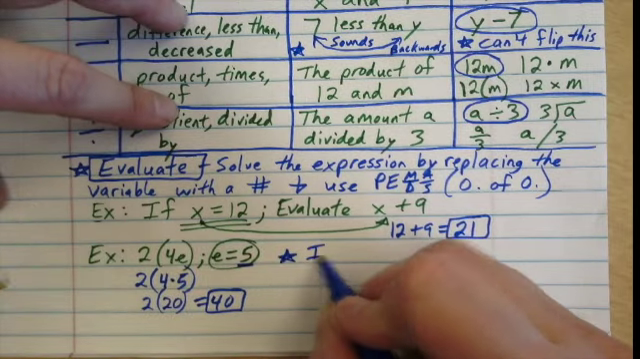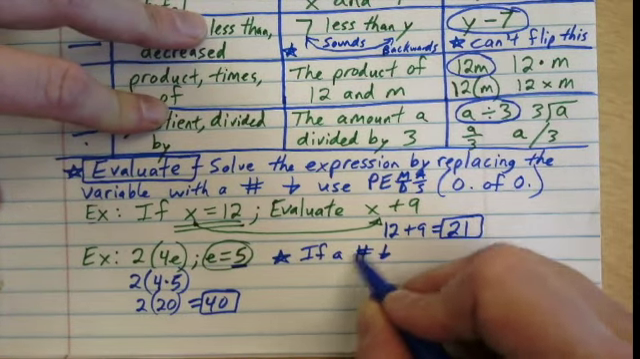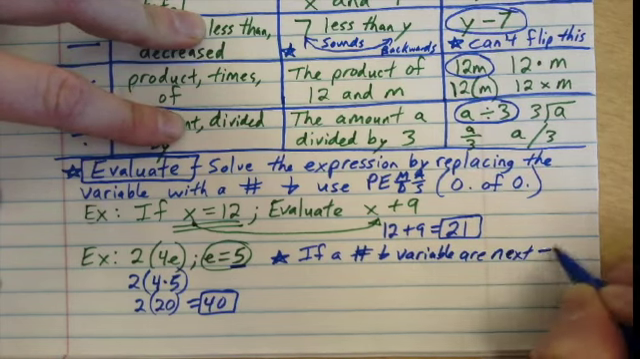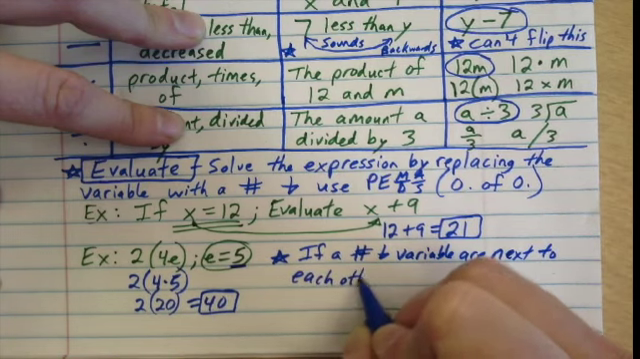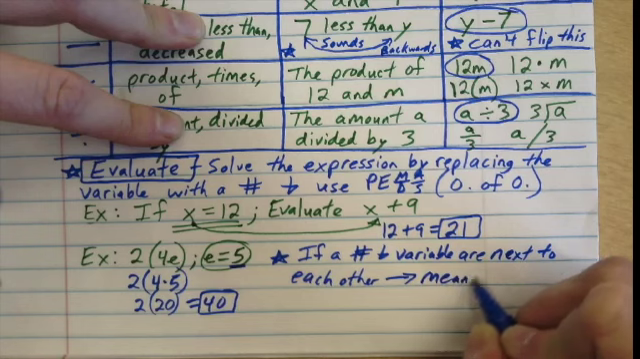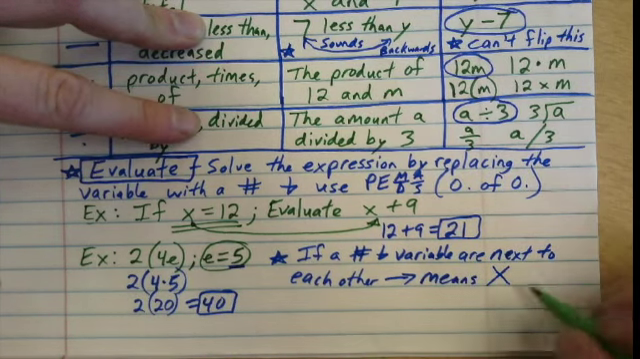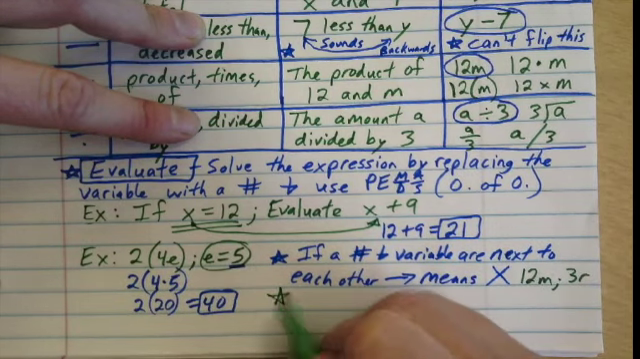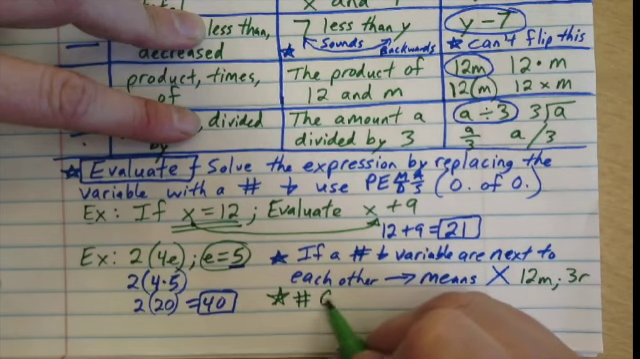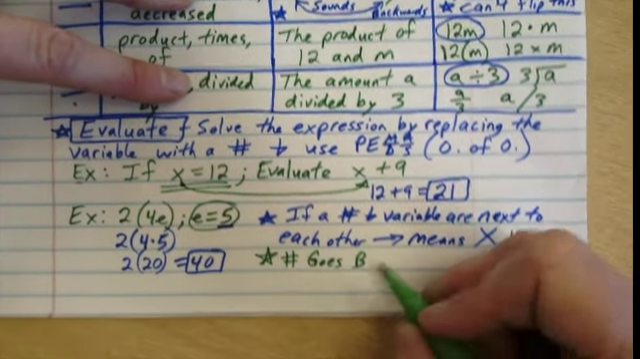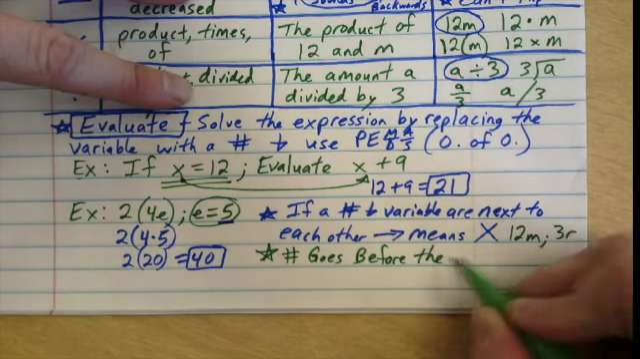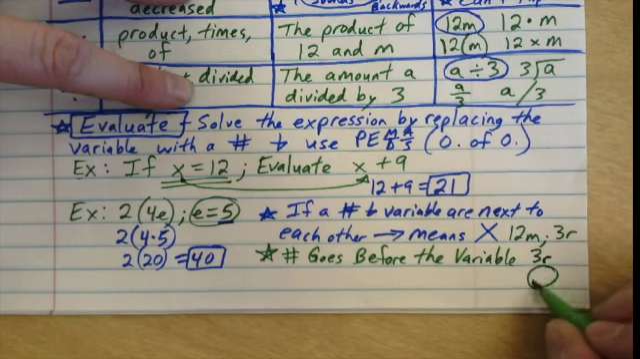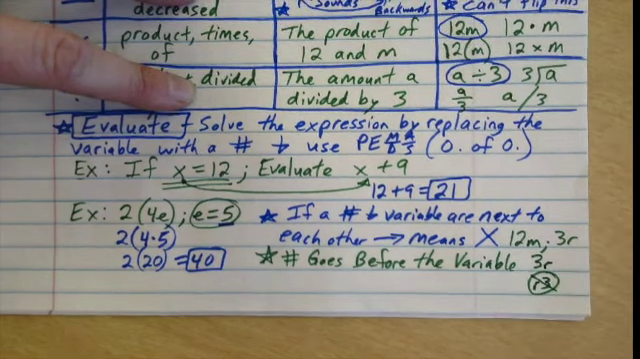Put a star here. If a number and variable are next to each other, what does it mean? It means to multiply. So examples, when you see 12m, if you see 3r, those are examples to multiply. Another star: the number always goes before the variable. Okay, you will always see 3r, you will not see r3. So I'm going to put a little line through it. You won't see it like that.